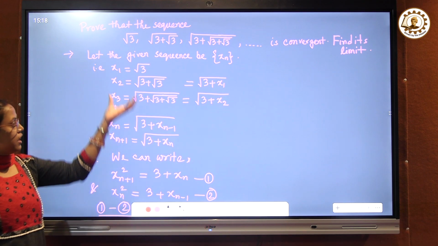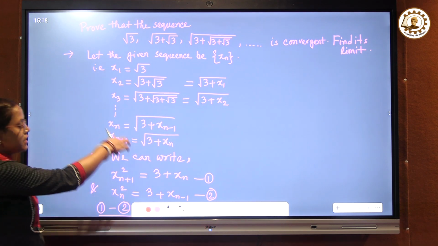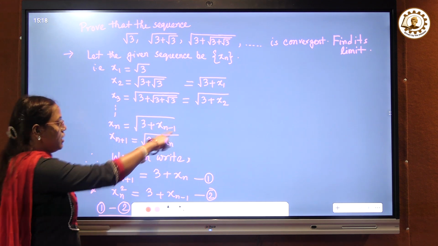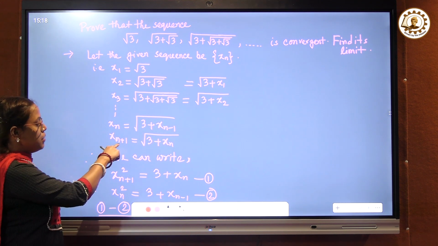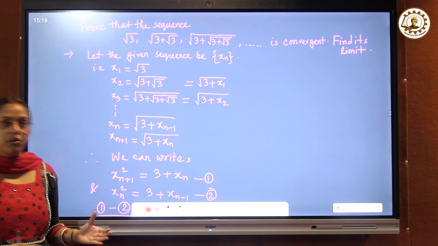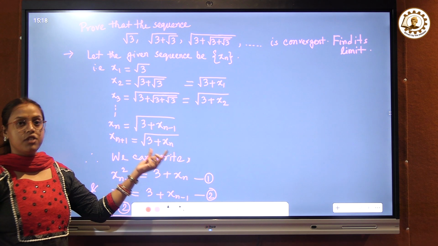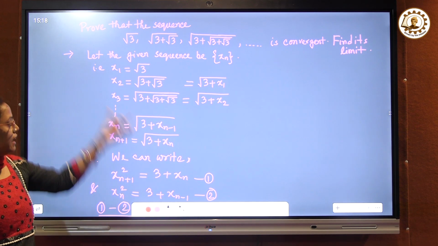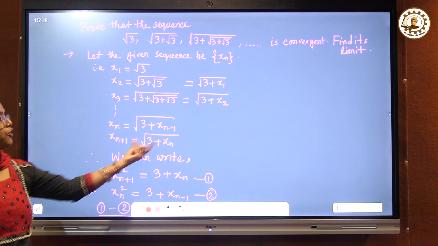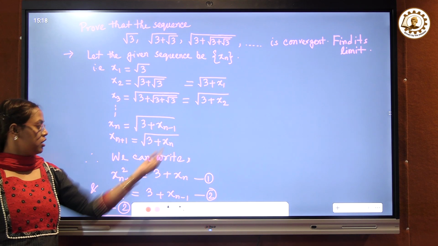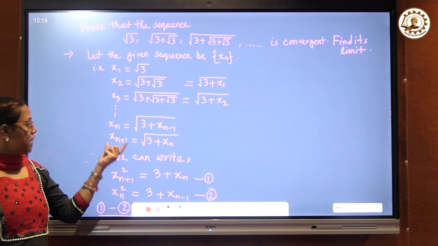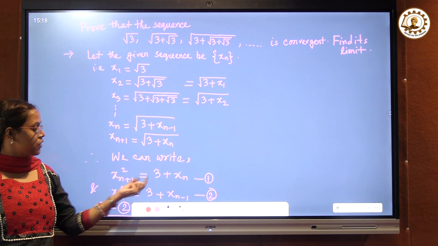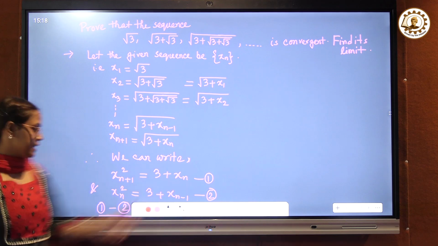And if we write in such a manner, we get a recurrence relation xn equals root over 3 plus xn minus 1, and similarly xn plus 1, the n plus 1th term of the sequence, is root over 3 plus xn. To handle this sequence, first we have to remove the square root, and for this we square both sides and get xn plus 1 squared equals 3 plus xn.